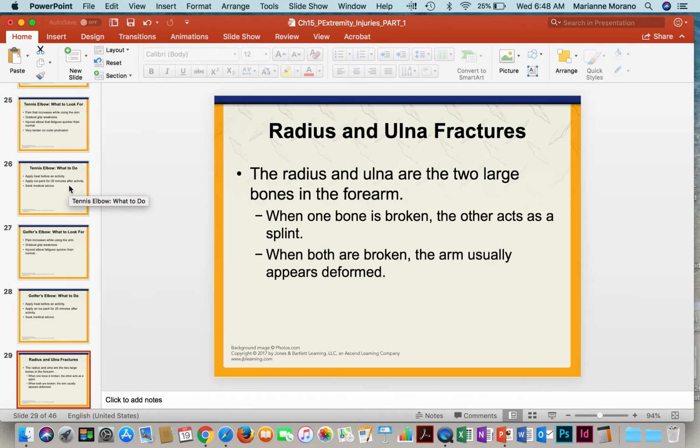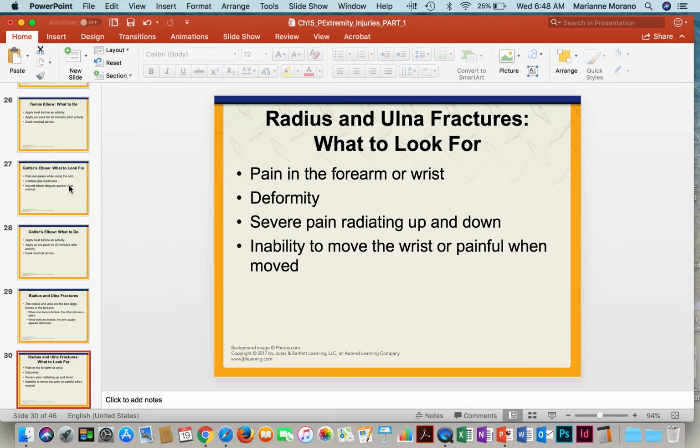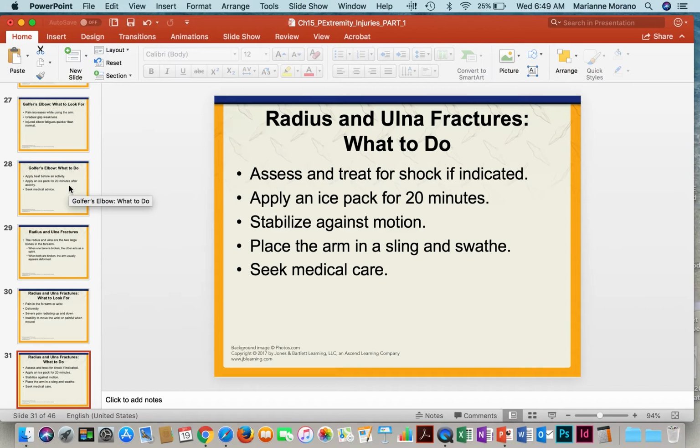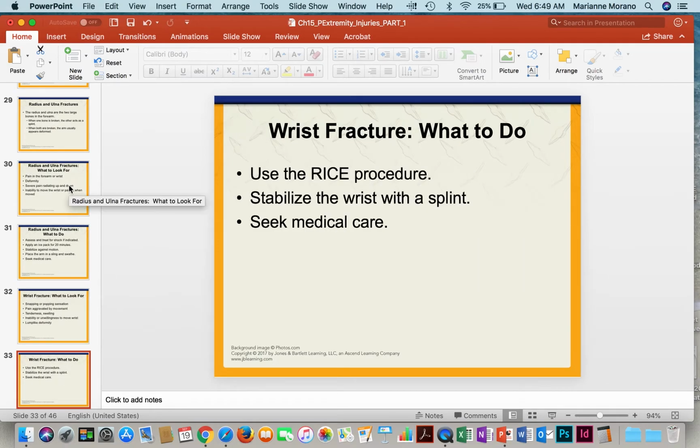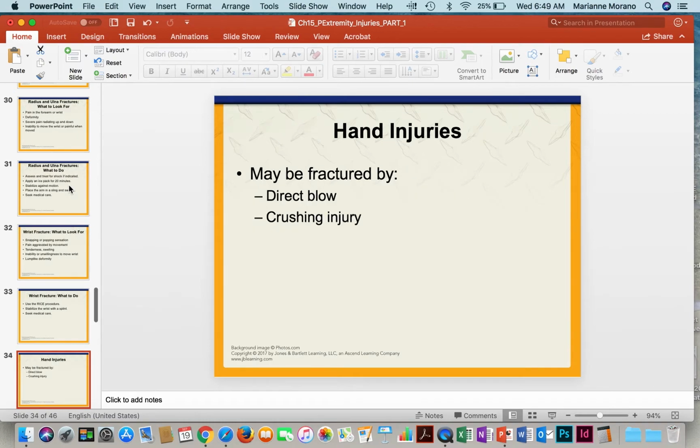With the radius and ulna, you can have fractures in these two bones in the forearm. When one bone is broken, the other acts as a splint, but when both are broken, usually you'll see some kind of deformity. There's pain in the forearm or wrist, and it can radiate up and down, and there's the inability to move the wrist. You need to assess and treat for shock. If indicated, apply ice, stabilize against motion, place in a sling, and seek medical care. With a wrist fracture, there could be a snapping or popping sensation, pain with movement, tenderness, swelling, inability to move the wrist, and a lump-like deformity. Use the RICE procedure, splint it, and seek medical care.